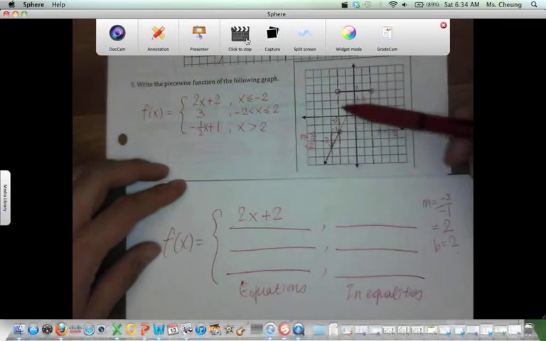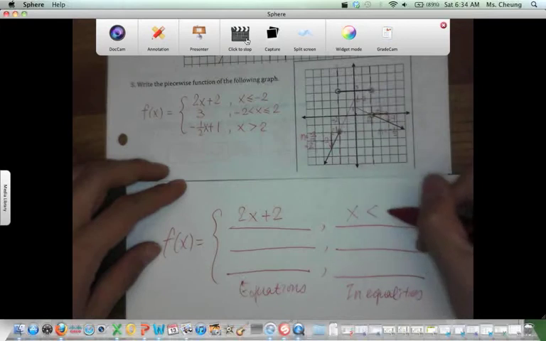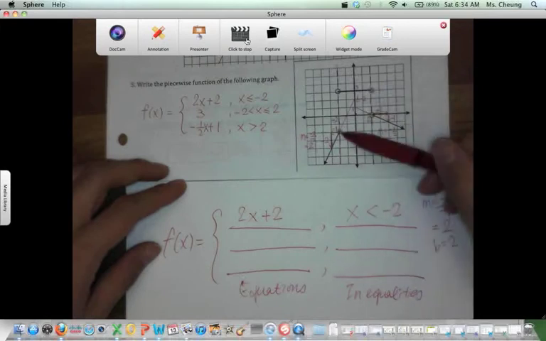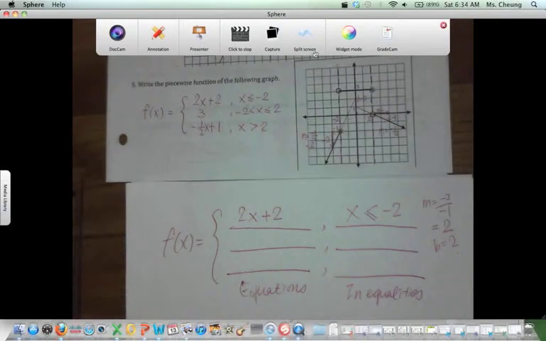And your domain is cut off at -2, so that's why you are going to have x less than -2. So this is x is less than -2, but this is a closed dot, so that's why I'm going to put an equal sign.